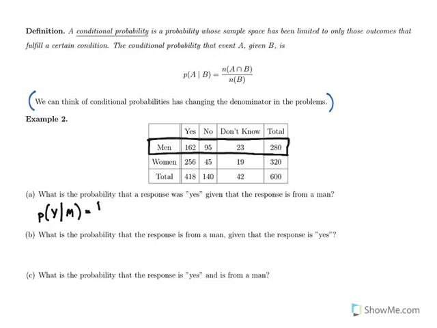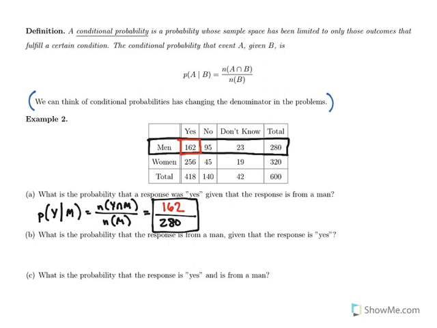Note that the formula is going to be the number of y intersect m over the number of m. So the total number of men is going to be 280. And the total number of people that said yes and are men is this box right here, and that's going to be the 162. So total 162 over 280, we could reduce that if we want. That's not the purpose of this problem though.